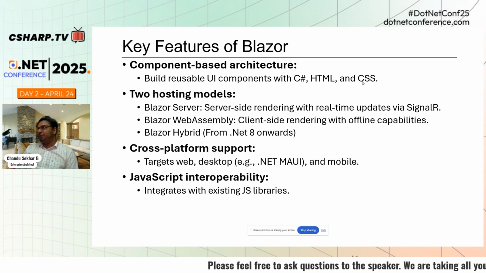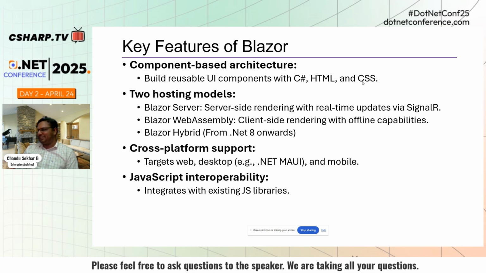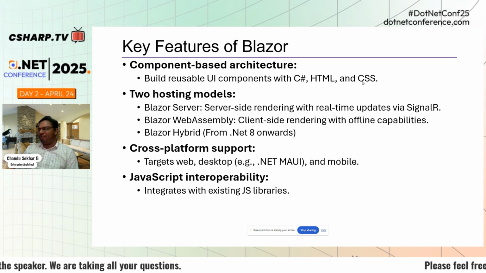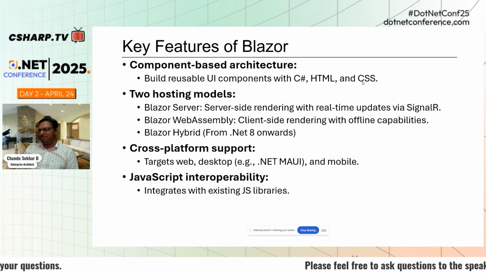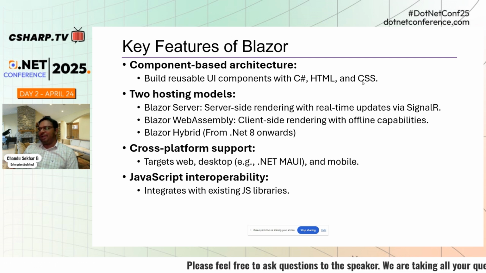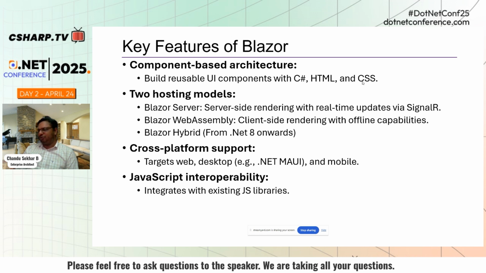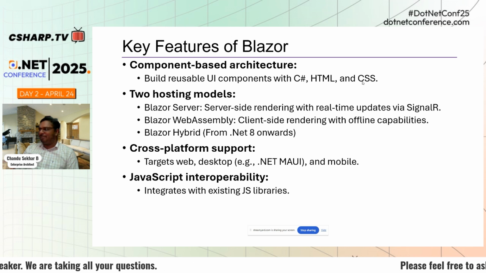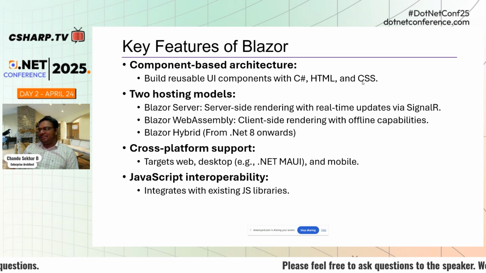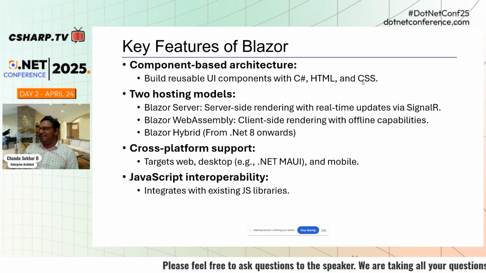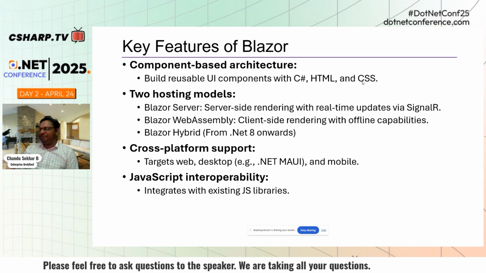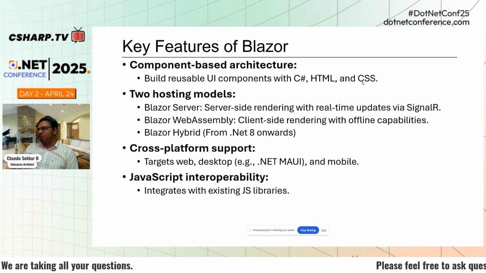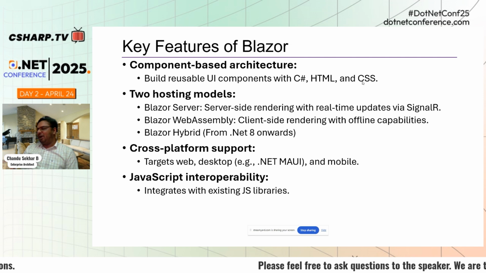It supports two hosting models. I said two, but I mentioned three. I'll give you the history as well. Till .NET 6 or 7, we have Blazor Server and Blazor WebAssembly. But in .NET 8 onwards, we have Blazor WebAssembly and Blazor Hybrid. Blazor Server supports server-side rendering with real-time updates via SignalR, whereas Blazor WebAssembly is client-side rendering. The compiled code is downloaded to the browser side, and from there it operates.